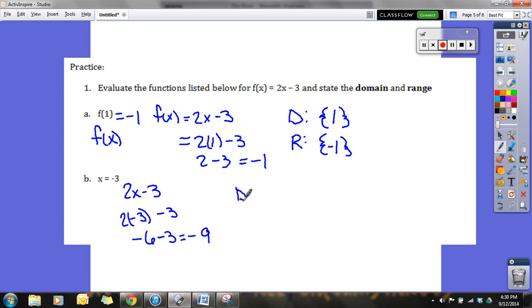We also need to list domain and range again. Domain is x values. The x value they gave us for this problem is -3. And the corresponding element in the range, the number that we got when we put -3 into our equation, is -9.